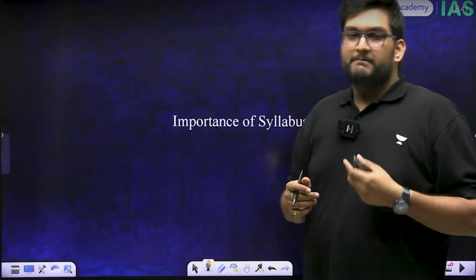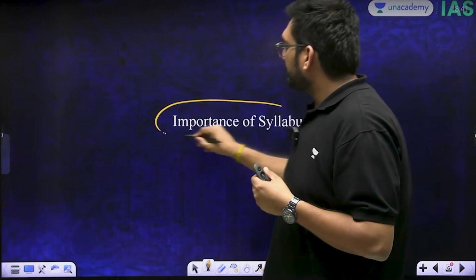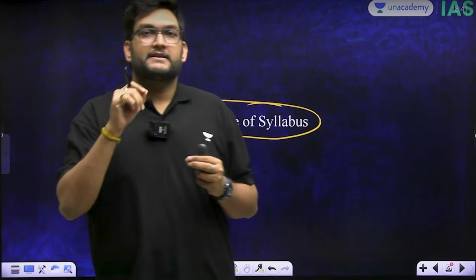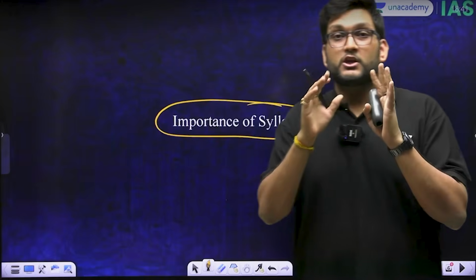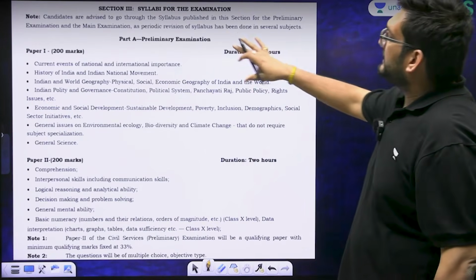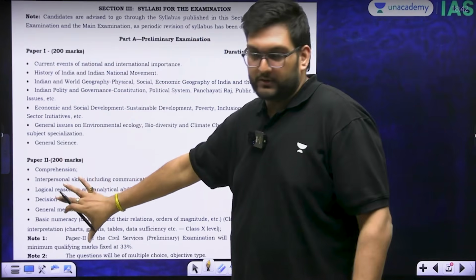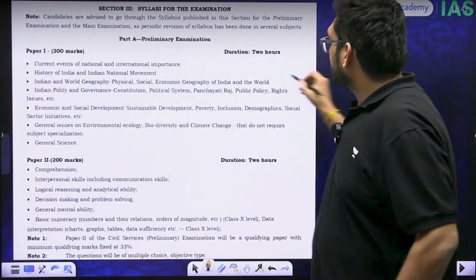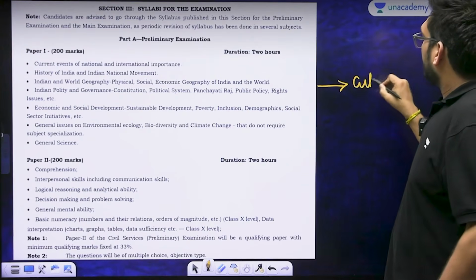Now, coming back to the importance of the syllabus itself. Now, within the syllabus, there are certain aspects which UPSC is trying to highlight. Now, let's look at this document. For example, in the prelims, you have paper 1, paper 2. Paper 2 is called CSAT. Paper 1 is the one which matters because this is going to decide the cutoff.